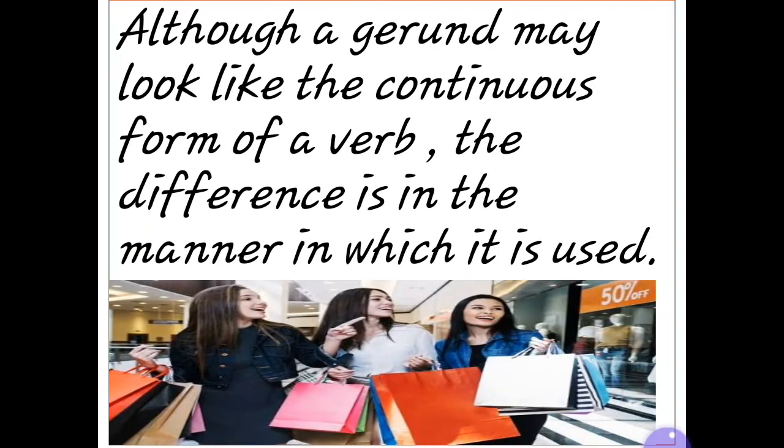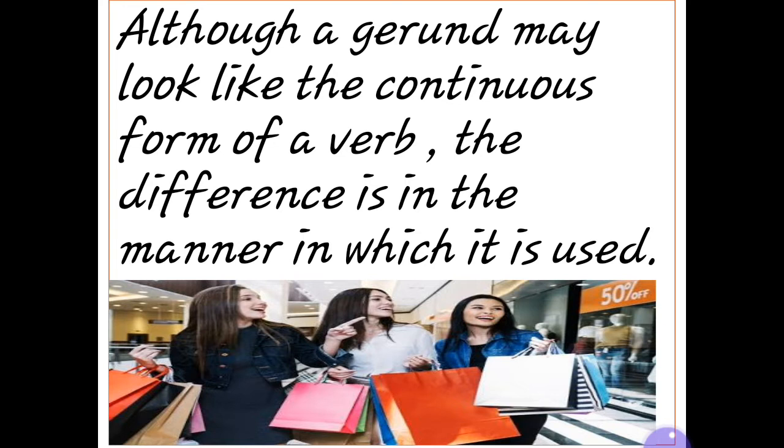Next we are going to look at this. Although a gerund may look like the continuous form of a verb, like the participle form of a verb, the continuous form, past tense, different forms of the verb, it's not. Now, how do you know the difference? It's in the manner of usage. The difference is in how you use the gerund.